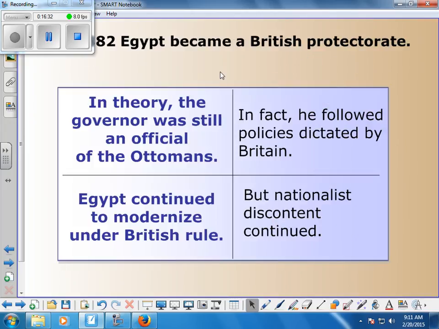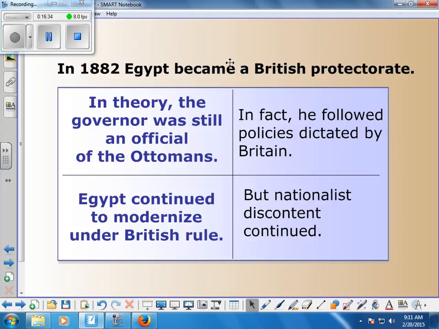All right, finally then, we're going to talk about, in 1882, Egypt finally becomes a British protectorate, meaning Britain is now pretty much in control. And if you remember what a protectorate is, it really is expecting the advisors' advice to be followed. In theory, the governor was still an official of the Ottomans. However, in fact, he was pretty much expected to follow the policies that were dictated by Britain.